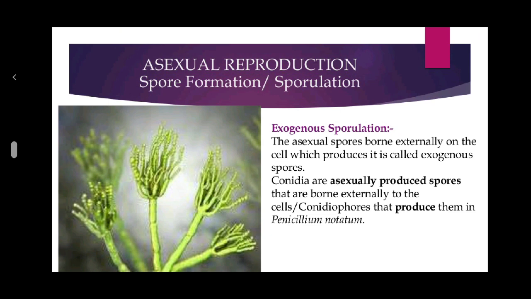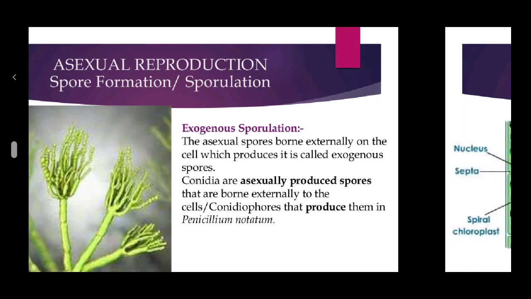Another mode of asexual reproduction, another kind of spores, are the conidia. Conidia are asexually produced spores. They are borne externally on the cell or the conidiophore. An example is Penicillium notatum. In class 11th we studied about the conidia. The series of conidia arise on the mycelium and give rise to many spores.